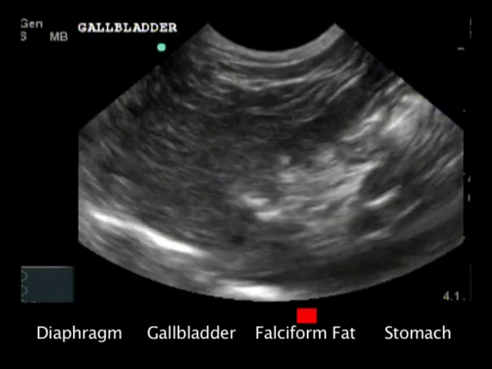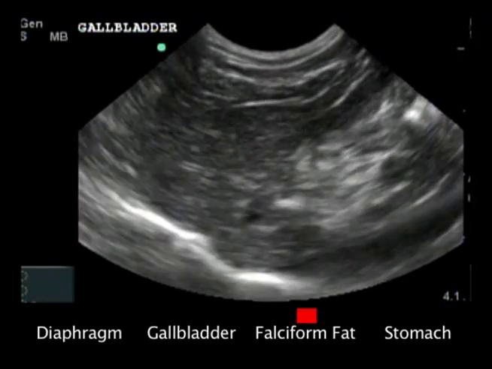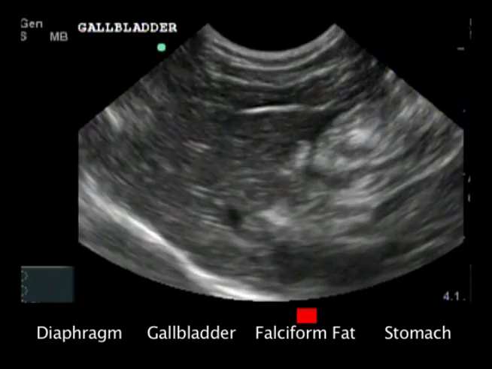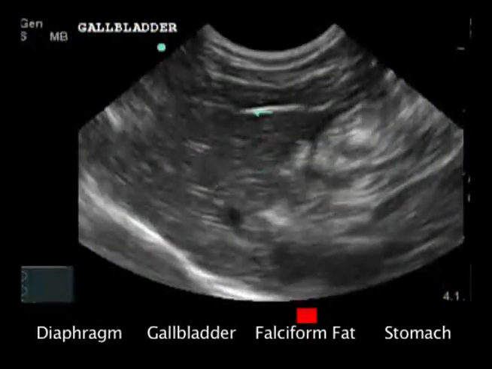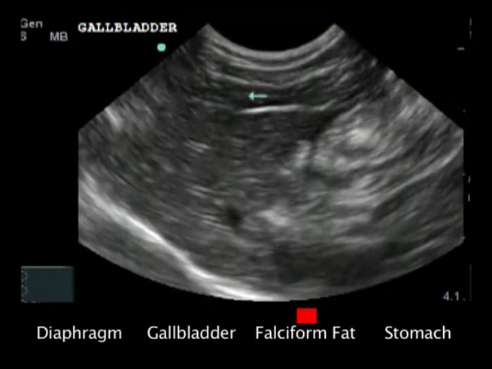In this ventral midline sagittal view of a cat liver, an arrow is placed on the hyperechoic line of the ventral liver capsule. Then the arrow is moved to falciform fat ventral to the liver. Normal liver is usually the same echogenicity as normal falciform fat.